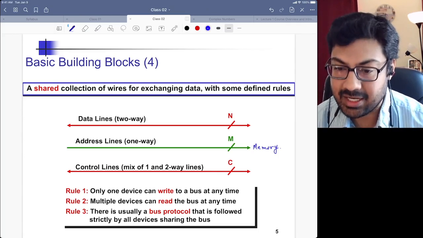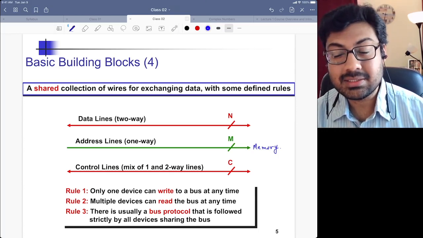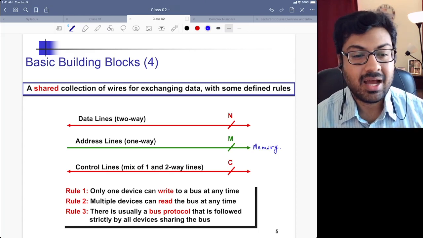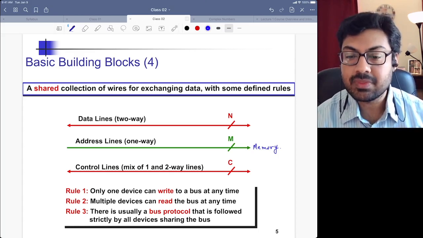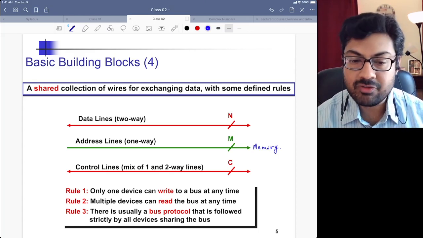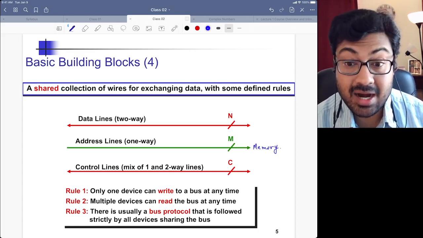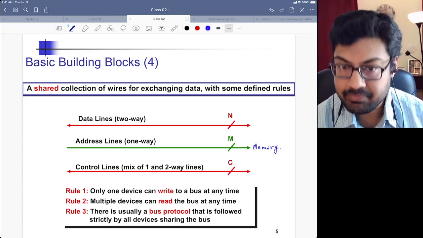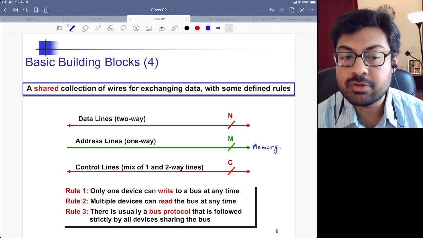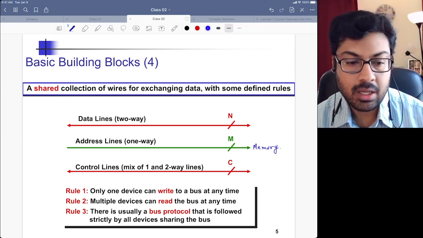Sure, that's exactly right. It's unnecessary for them to be both ways since they only need to send data. So address lines need to only go one way because there's only one component in our computer architecture that understands address, which is memory. And you can use these address lines to read from memory or to write to memory.